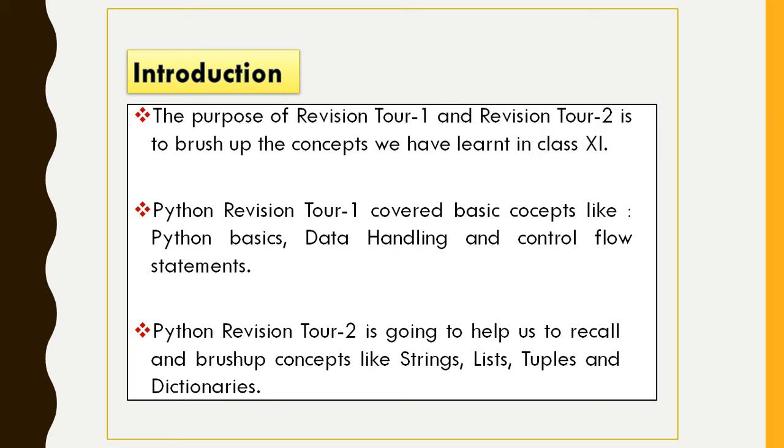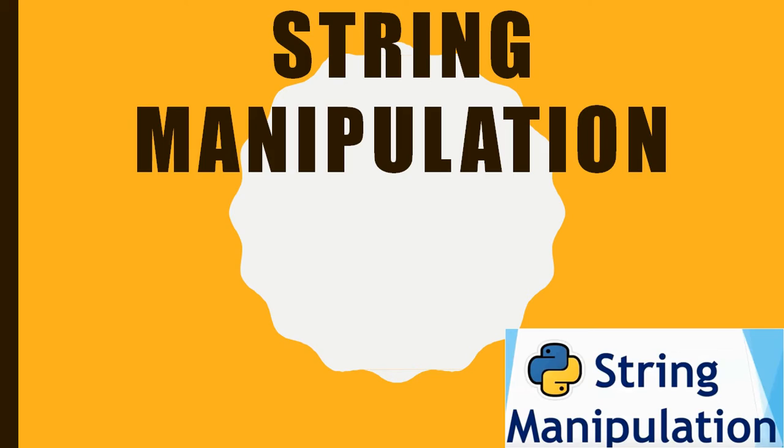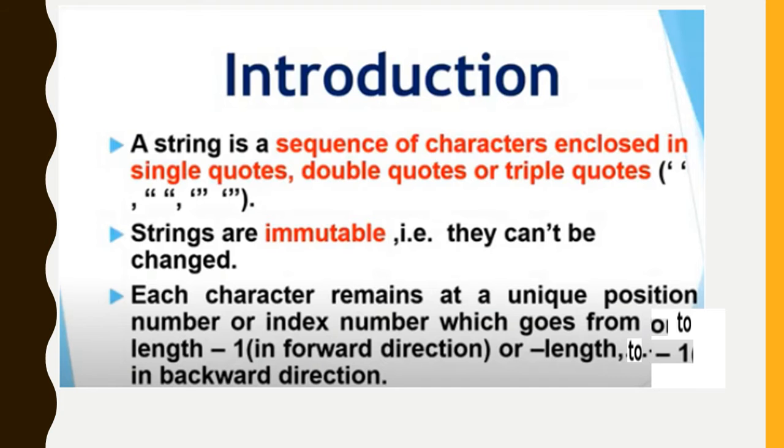Revision tour 1 covered basic concepts like Python basics, data handling, and flow of control statements like if else, if elif, and nested ifs, and then the loop statements like for and while loops. The Python revision tour is going to help us recall and brush up the concepts like strings, lists, tuples, and dictionaries. So we'll move towards the concept of string manipulation.